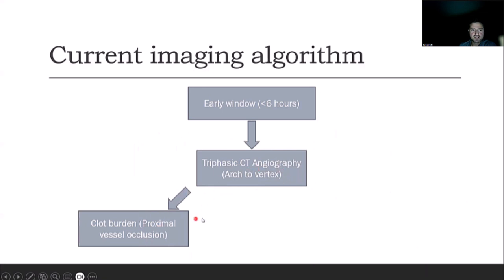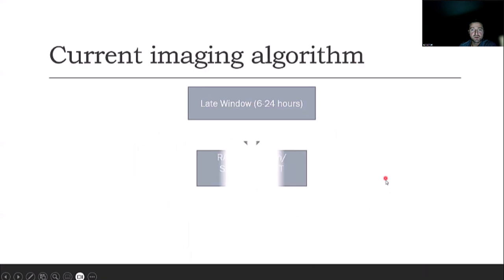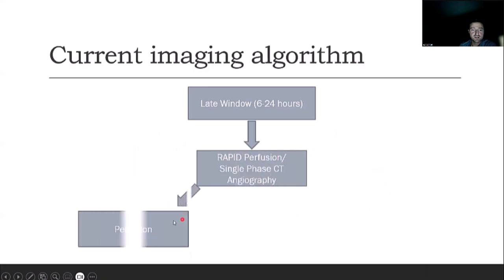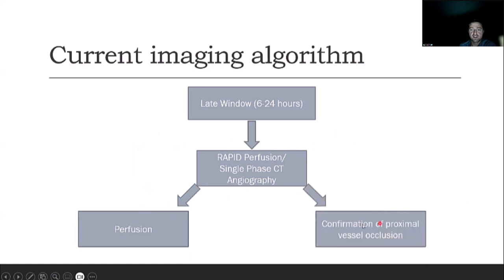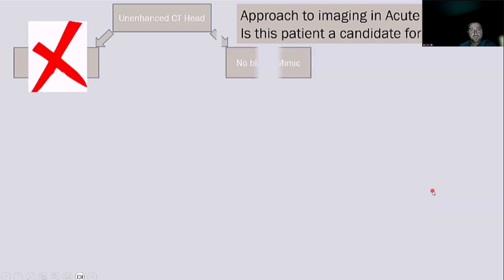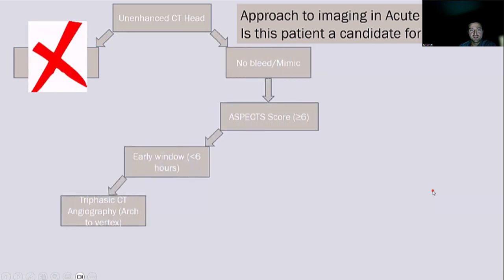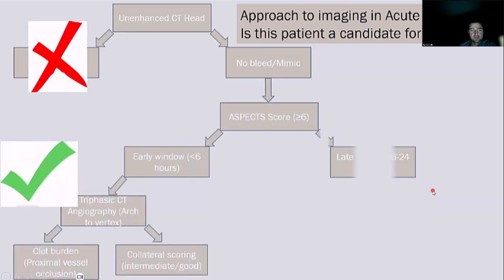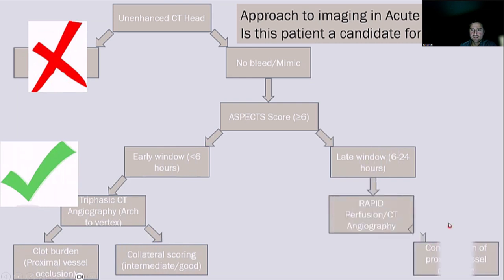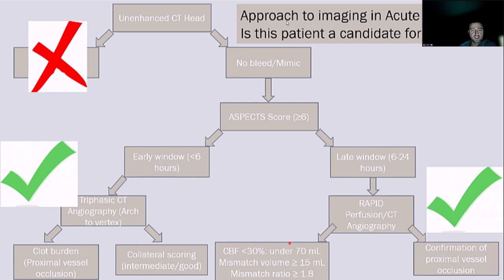And on our triphasic CTA, we want to do clot burden, assess for proximal vessel occlusion, and then do our collateral scoring. Late window, again, we do our perfusion scan, favorable perfusion parameters, and confirmation of proximal vessel occlusion. A little bit redundant, but these are our good candidates for thrombectomy.